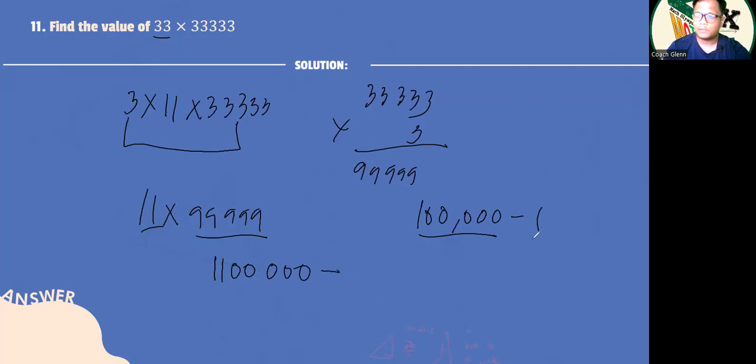Next, we need 11 times 1. That's just 11. So we just subtract these two. Now it's easier. So let's subtract. This becomes 10, so borrow, borrow, borrow, borrow. So this becomes 0, 9, 9, 9, 9. 10 minus 1 is 9. 9 minus 1 is 8. And then bring down all the rest of the numbers. The final answer should be 1,099,989.